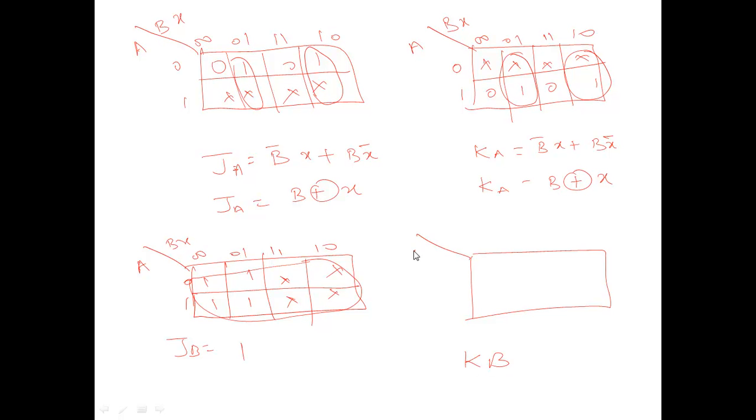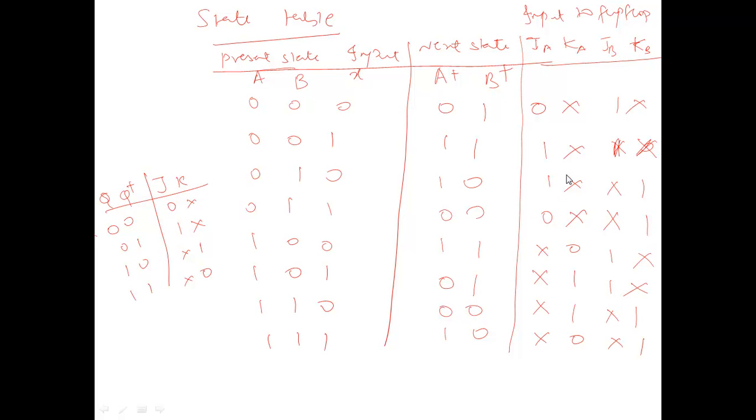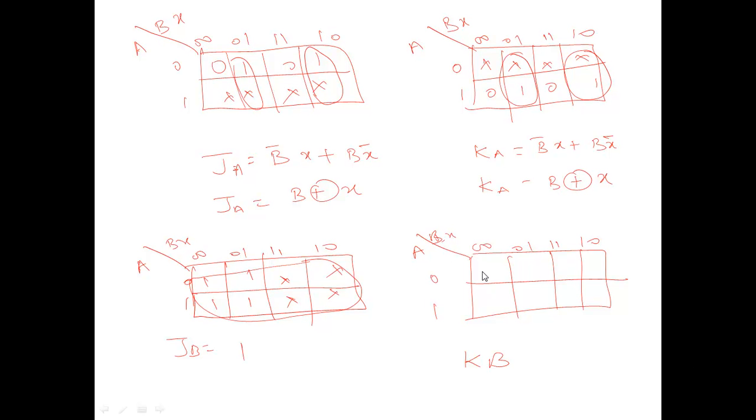So KB, A, B, X. For KB you see again X, X, 1, 1, X, X, 1, 1. So directly you can write X, X, 1, 1, X, X, 1, 1. The same thing, you can combine all the 8 cells together, which gives KB equal to 1. So now you got the answer. JA is B exclusive OR with X. KA is also B exclusive OR with X. JB is 1 and KB is 1.